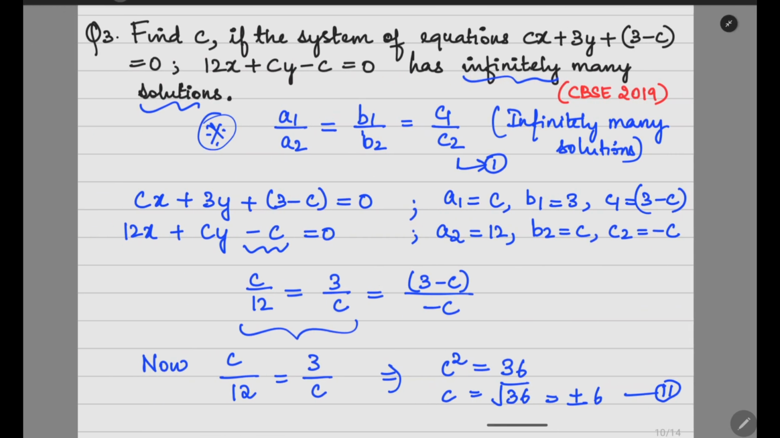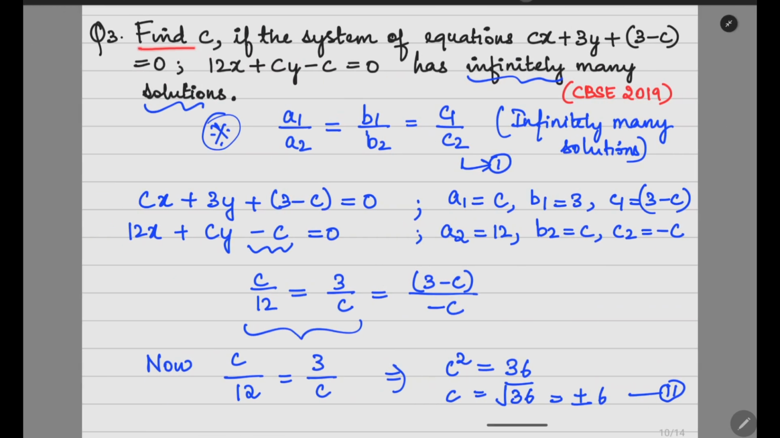So you have to find c if the system of equations has infinitely many solutions. The most important thing to remember is whenever you are given a pair of linear equations and they have infinitely many solutions, then this is the condition to remember: a1 by a2 equal to b1 by b2 is equal to c1 by c2. Hope you understood.